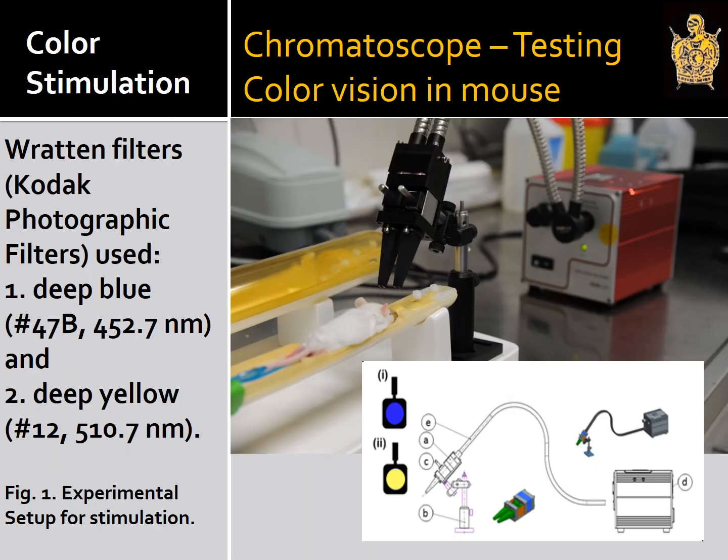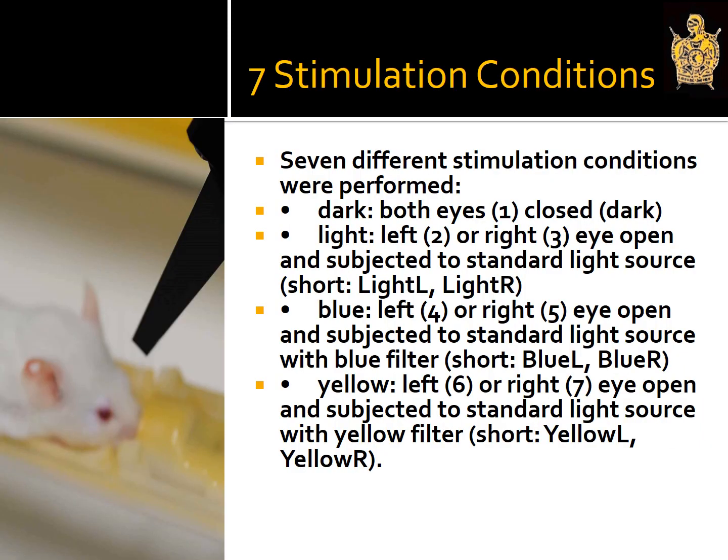We used Ratin filters of deep blue and deep yellow, and the setup of the chromatoscope is demonstrated in this schematic diagram. There were 7 different stimulation conditions: dark in both eyes, light left eye, right eye, blue left eye, right eye, yellow left eye, right eye. This stimulation was conducted through a double barrel eyepiece.